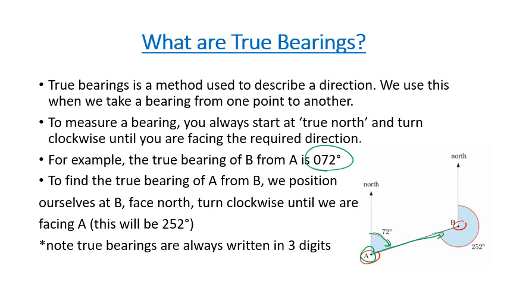To find the true bearing of A from B, we position ourselves at B, facing north. So we'd be facing this way, and we turn clockwise until we end up facing A, and therefore we would have a bearing of 252 degrees. So it's important to remember, always start facing north, always turn clockwise, and always remember that true bearings are written in 3 digits.